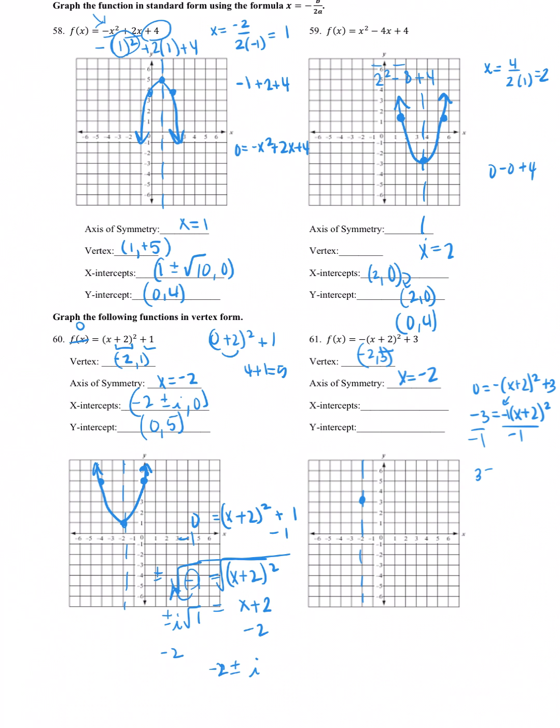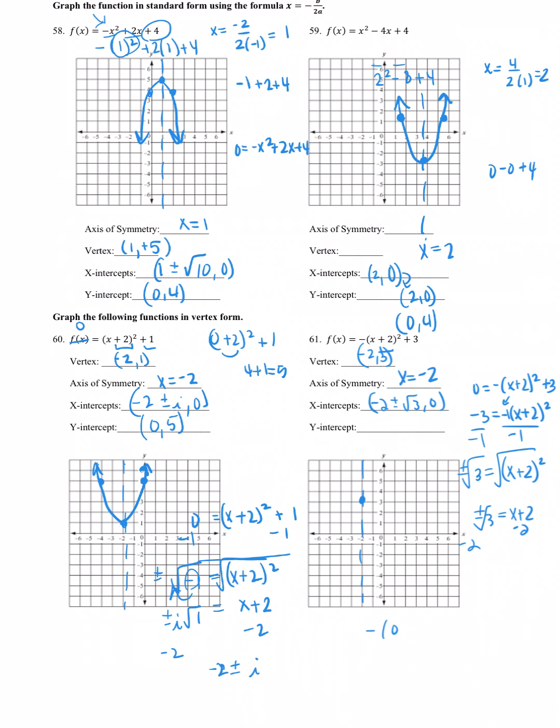Oops, I didn't mean to write that. Equals, that's what I meant to write. That being squared, taking the square root of both sides, don't forget the plus or minus. So what I now have is x plus 2 equals plus or minus square root of 3. And when I subtract 2, subtracting 2 will go out in the front. So it'll be negative 2 plus or minus the square root of 3, comma 0.